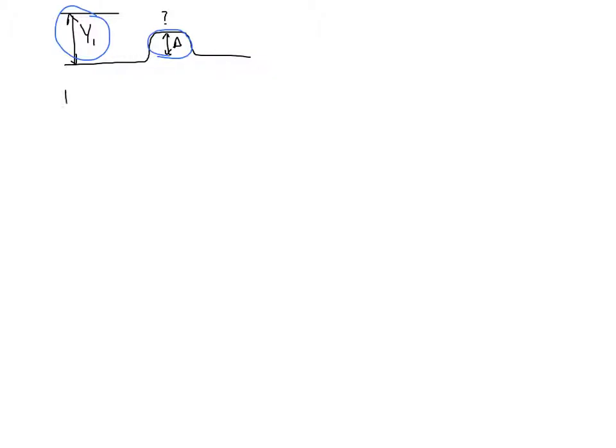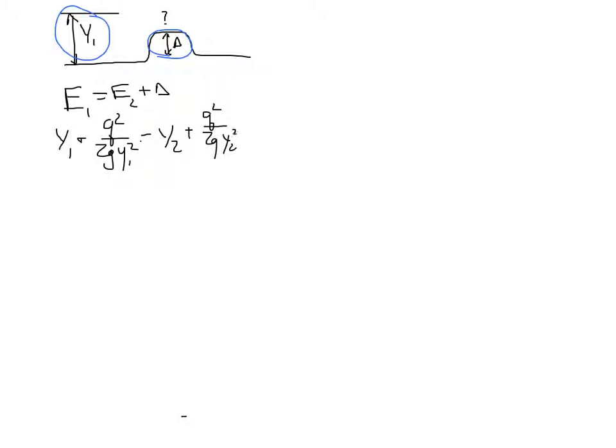So our specific energy equation would say that the flow energy approaching the bump has to be equal to the flow energy on top of the bump plus the elevation of the bed, delta. This gives us a cubic for y2. So we have y1 plus q squared over 2g y1 squared. That's our approaching energy. Then we have our flow energy on top of the bump plus the elevation of the bump.